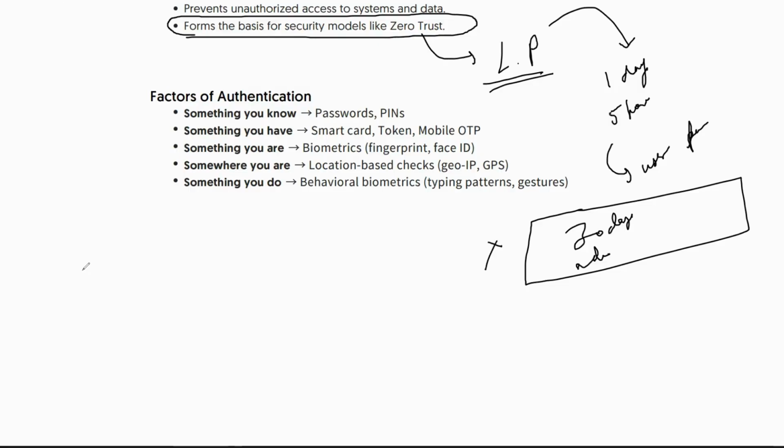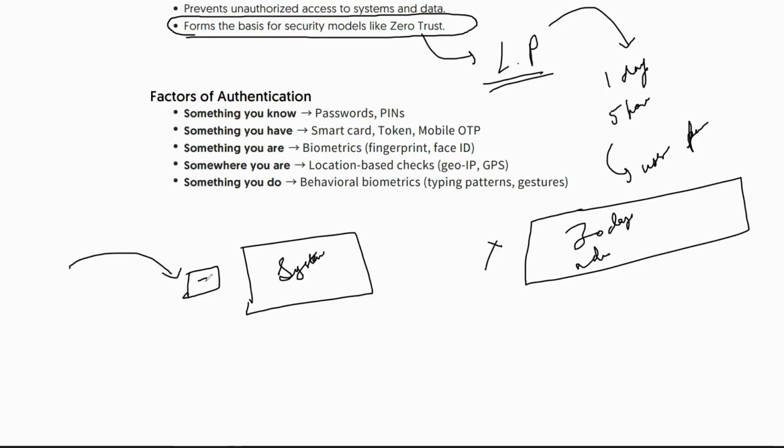When we say access, that's the word I use, right? Access means you're allowing someone into a system. This is a system, and you're allowing someone. How? By authentication. This is where authentication comes into the picture.